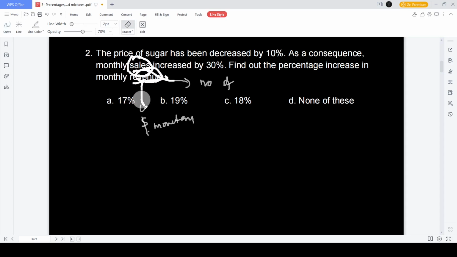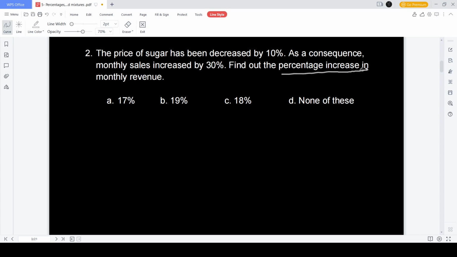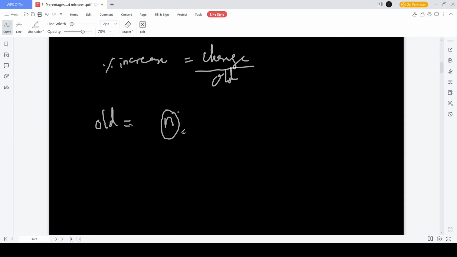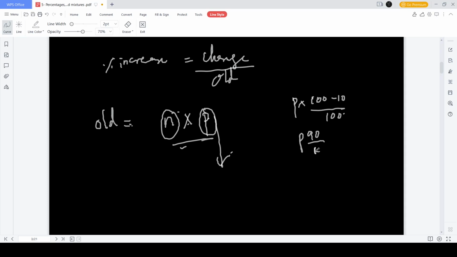Now see, the price of sugar has been decreased by 10%. As a consequence, a 30% increase in sales has come. One more thing we need to know: percentage increase is written as the change divided by the old value. To find the old revenue, imagine they were selling n products every month, and the price of the product was p. This is the old value. Now we find out the new value. The price has been dropped by 10%, so it's price into 100 minus 10 by 100, which is p into 90 by 100. So this is going to be the new price, 9p by 10.